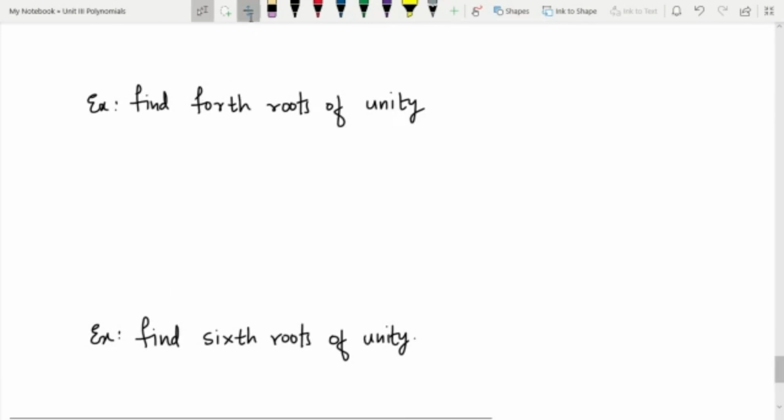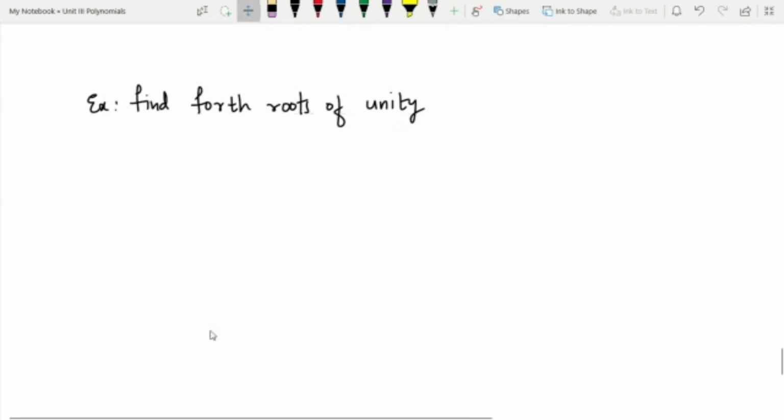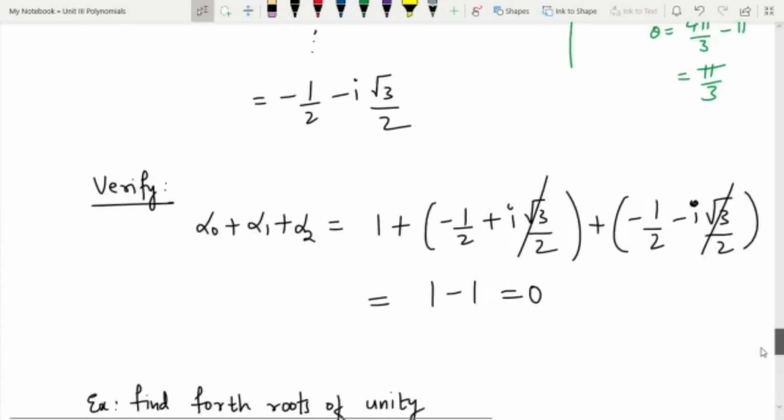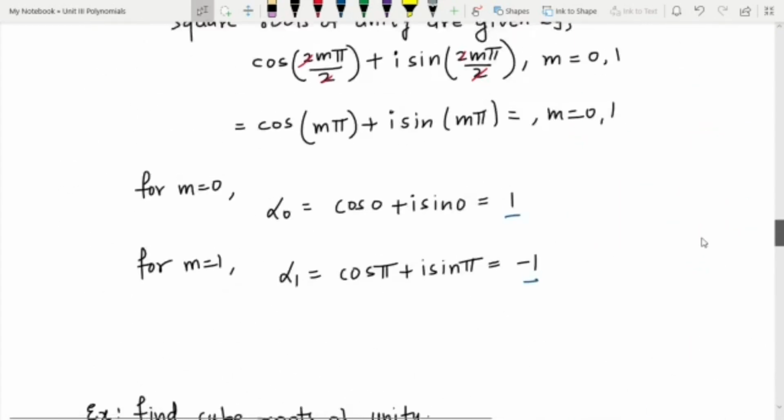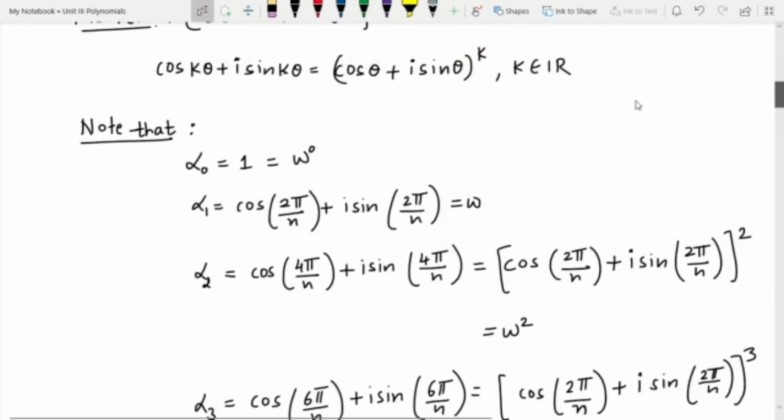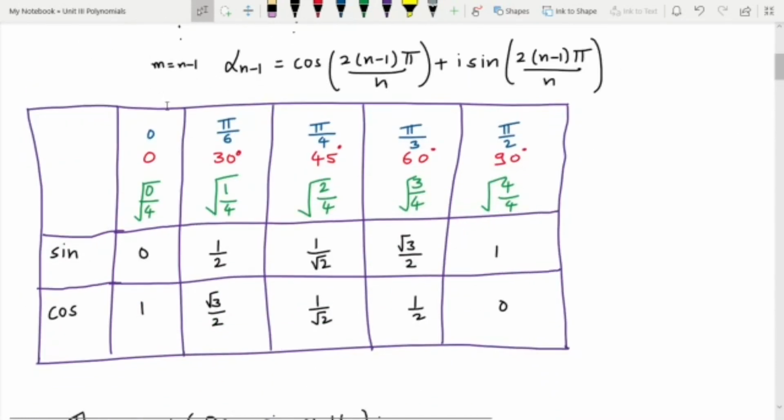Now let us go for finding fourth roots of unity, and then we'll go for sixth roots of unity as well. Note that fifth root of unity is missing because we don't know the standard values. Which standard values do we know? We have drawn the table for that, right? Pi by 6, pi by 4, pi by 3 and pi by 2.